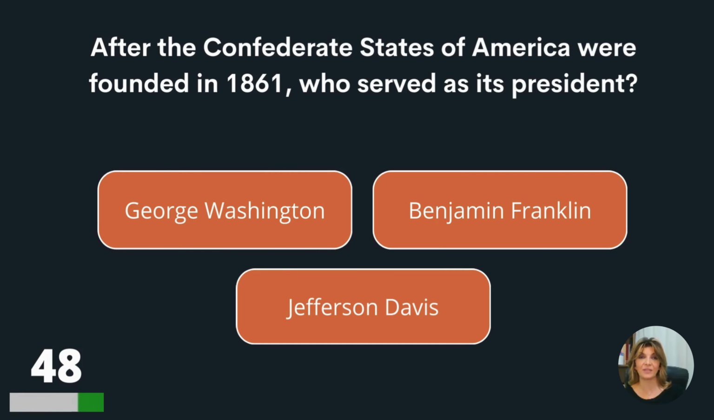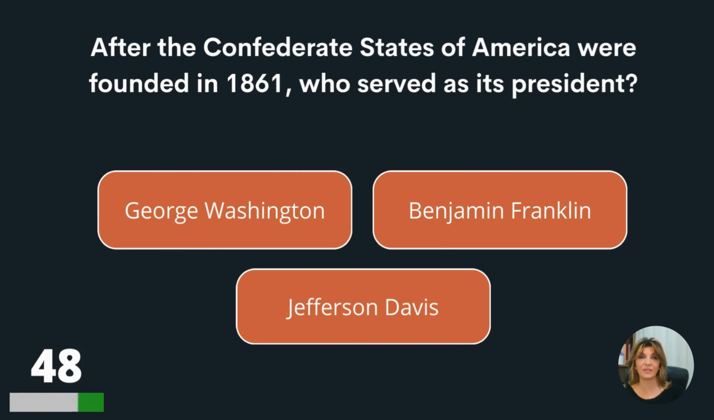Which of these scripts did Harold Pinter not write or co-write? The Dumbwaiter, Look Back in Anger, or Victoria Station? Look Back in Anger.